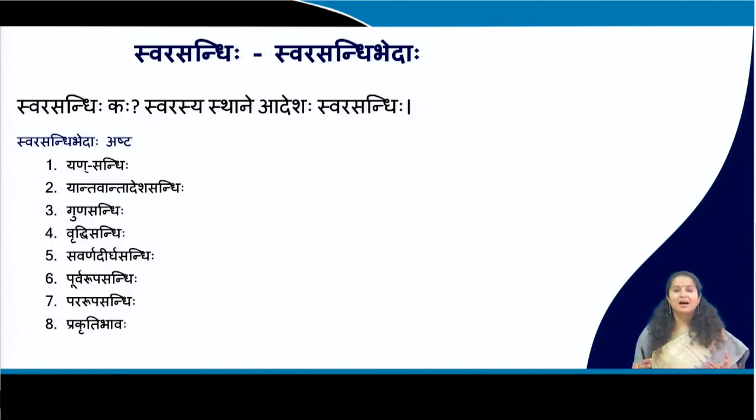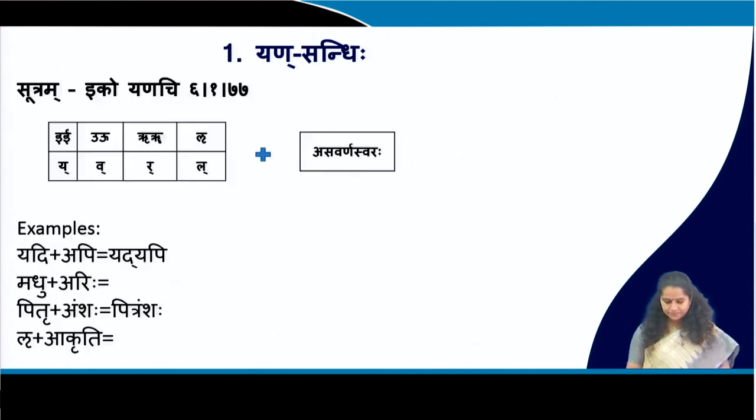Swara sandhi bhedaha. So what are the swara sandhi bhedaha? Swara sandhi kaha? Swarasya sthane adeshaha swara sandhi iti we have just looked in our previous slide. But what are the bhedaha? There are 8 kinds of differences, and these differences are the yan sandhi, yantavanta desha sandhi, guna sandhi, vriddhi sandhi, savarna dirgha sandhi, purva rupa sandhi, pararupa sandhi, and prakriti bhavaha. We'll look at each one of these in greater detail.